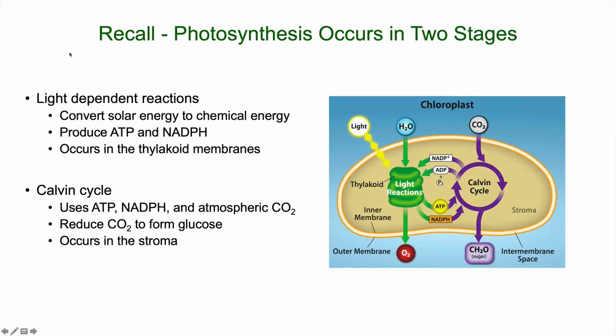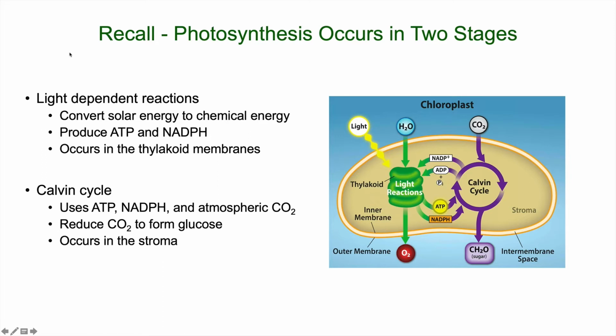Remember that photosynthesis occurs in two stages. There's the light-dependent reactions that need sunlight, and then there's the light-independent, or the Calvin cycle reactions, that don't use light. The light reactions, in an overview, are going to take the light energy from photons of solar energy. They're going to use it to make ATP and to reduce NADP+ to NADPH. And this is going to occur in the thylakoid membranes.